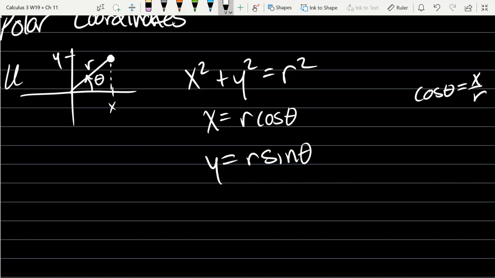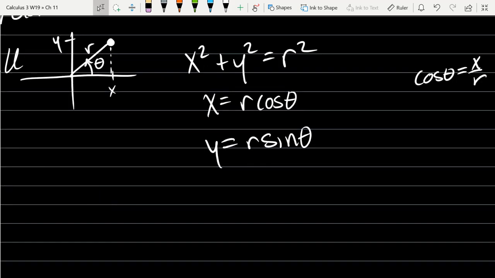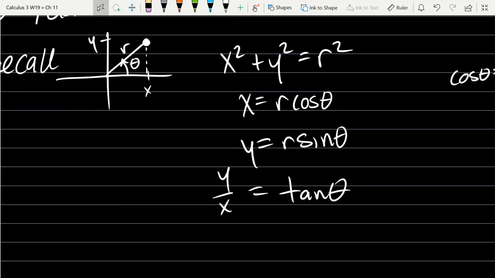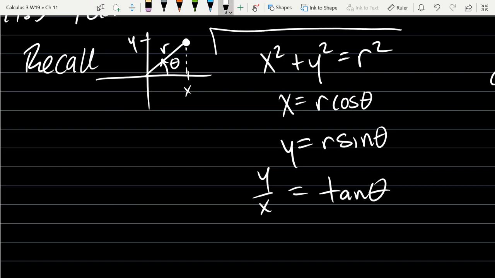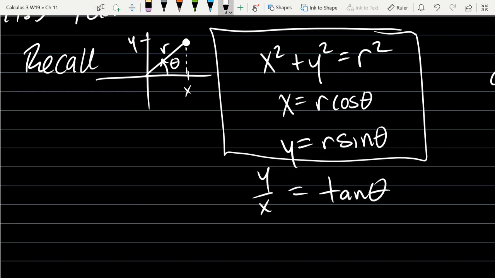There's a fourth equation. We won't use it so much. Do you remember the fourth equation? It uses the tangent function, and we don't have a radius in the tangent function. Tangent is opposite, which is y, over adjacent, which is x. So really the first three are the main ones you're going to need. You probably have these memorized or very close to being memorized, so you can put them on your cheat sheet.